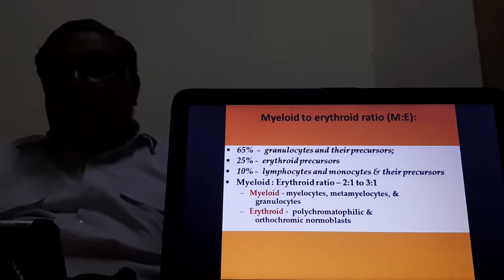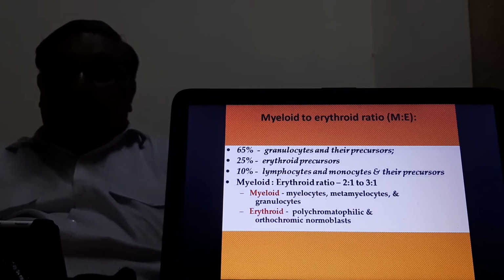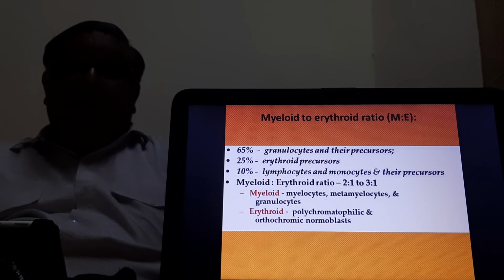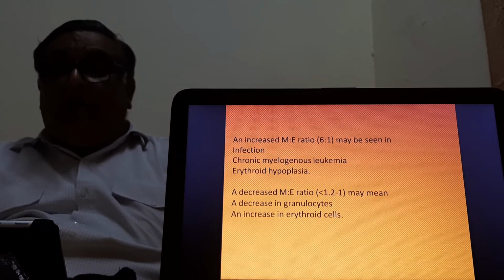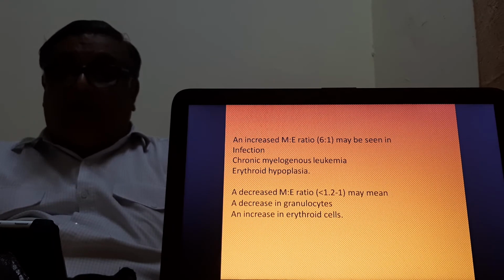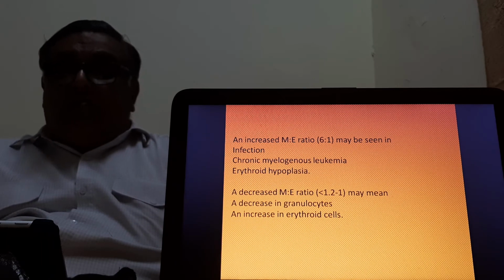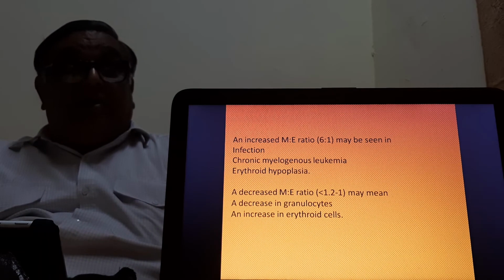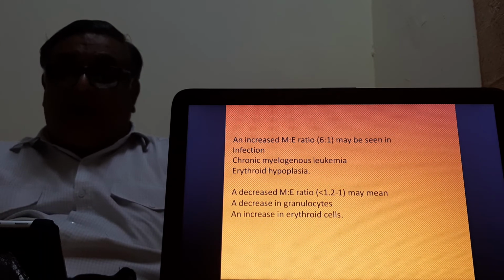Now, if the myeloid erythroid ratio shows increased ME ratio, it means that the patient is having either increased production of WBC as such in leukemia, or maybe decreased production of RBC as in erythroid hypoplasia. Decreased myeloid erythroid ratio may mean decreased production of granulocytes and increased production of erythrocytes.